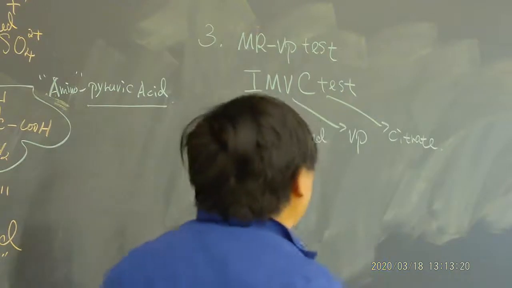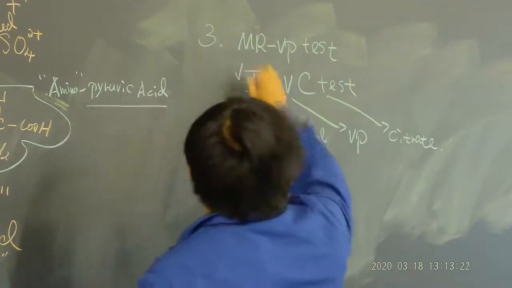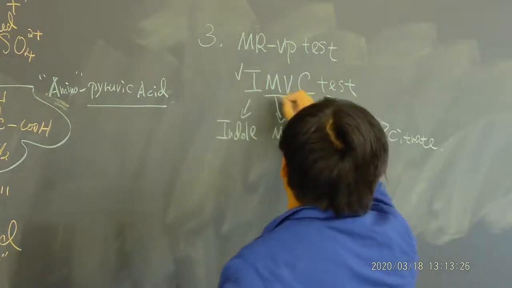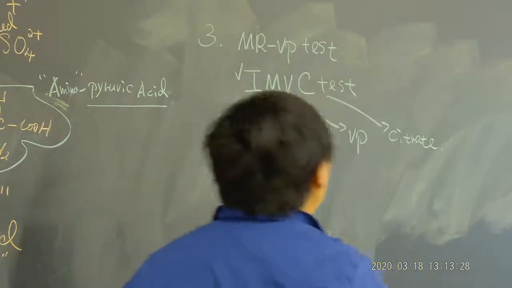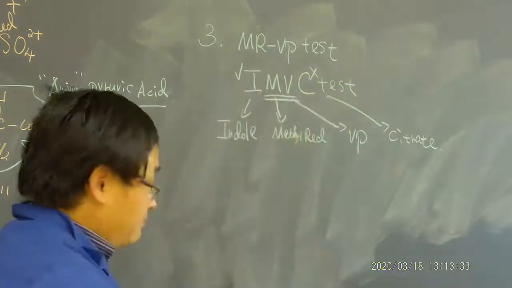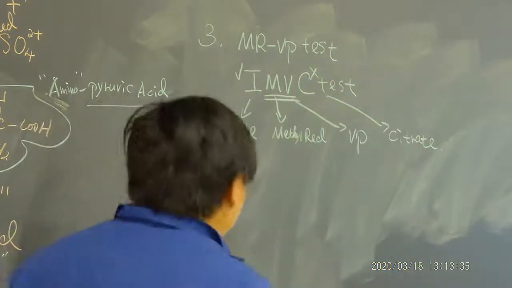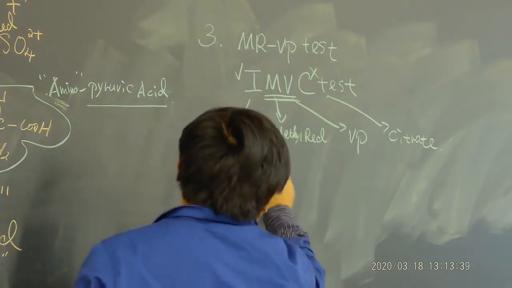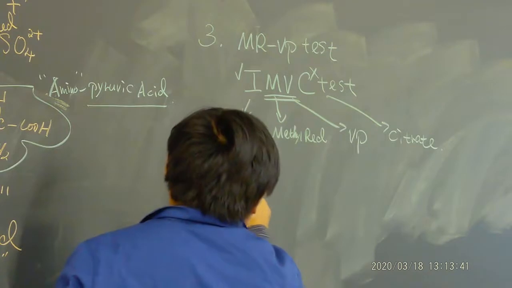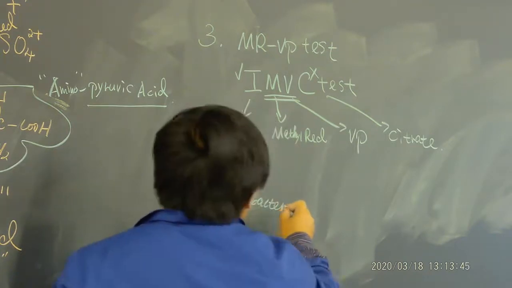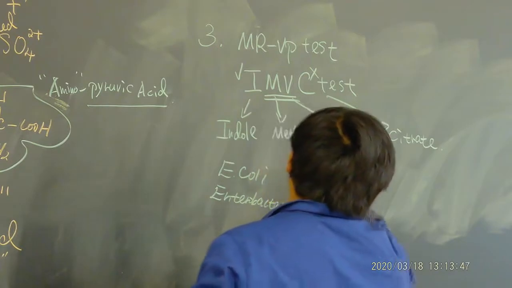For indole, we did it here for the SIM test. Methyl red and VP we will do right now. The citrate test we're not going to do. Why is this test important? In the food industry, it is used to differentiate E. coli and Enterobacter, because the results are very, very funny.